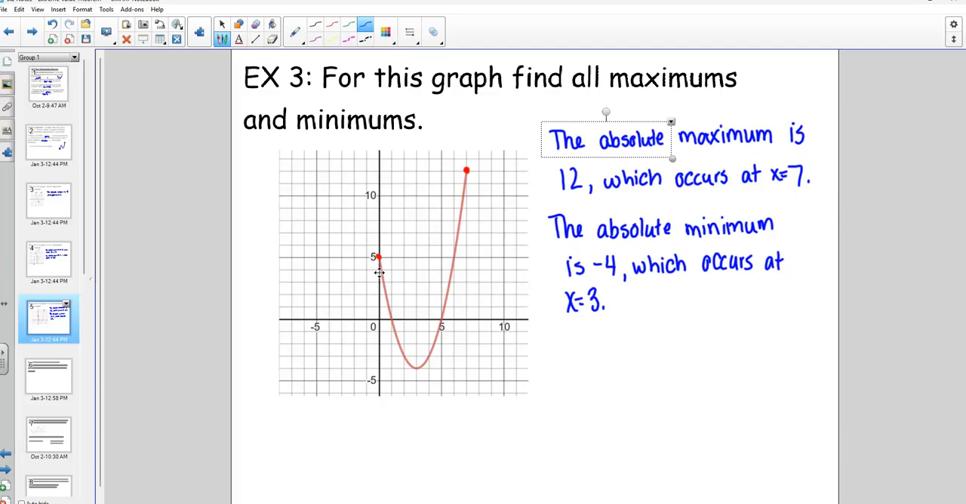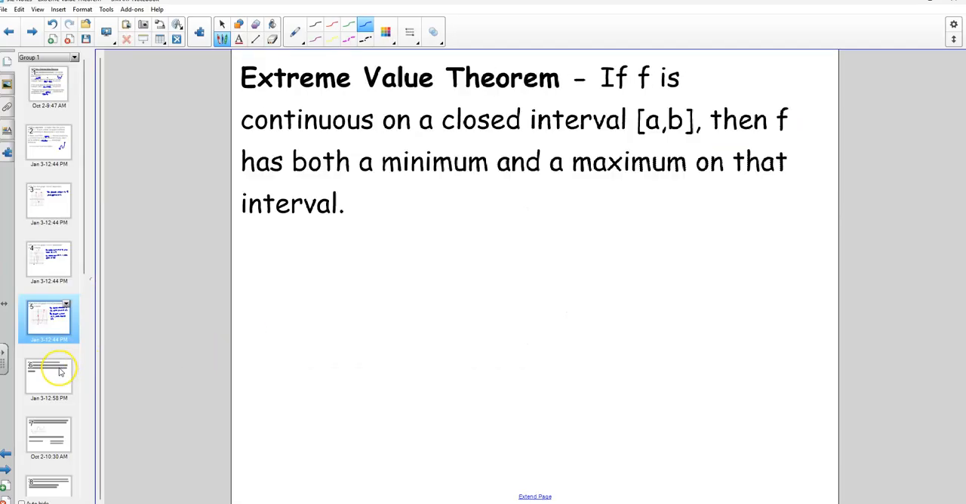Okay, the extreme value theorem we're going to look at today is going to look most like example 3. So we have the extreme value theorem stated for us, and it's really a very simple idea. The extreme value theorem tells us if f is continuous on a closed interval from A to B, then f has both a minimum and a maximum on that interval. Okay, this is true for all different kinds of functions.